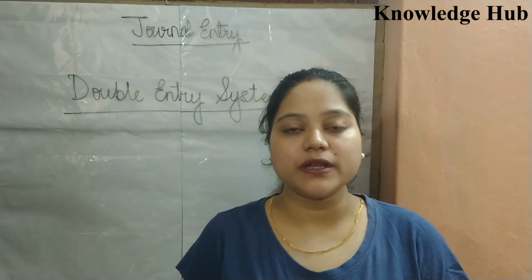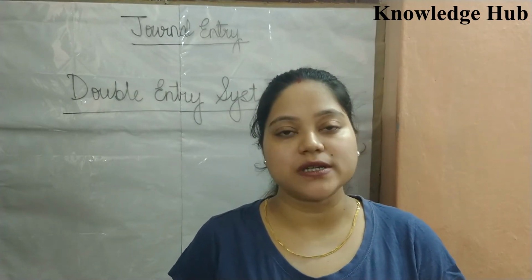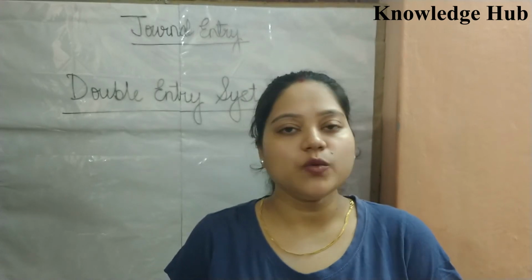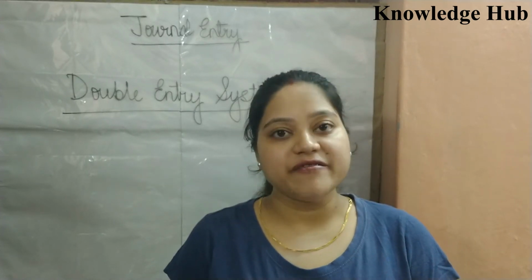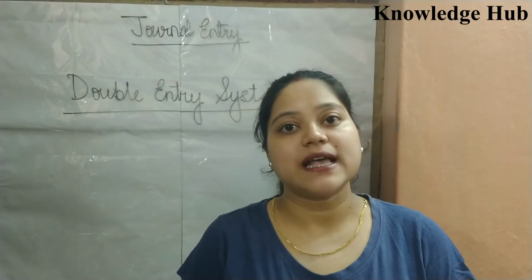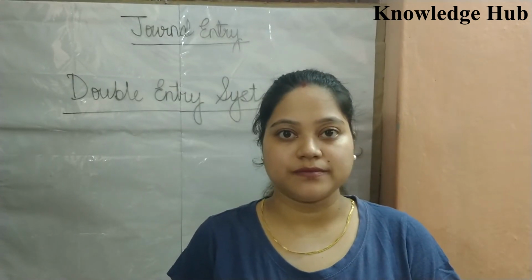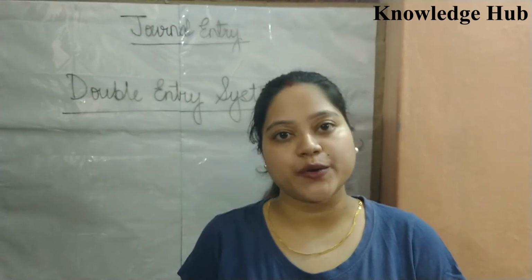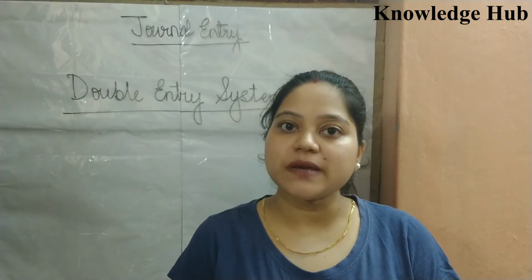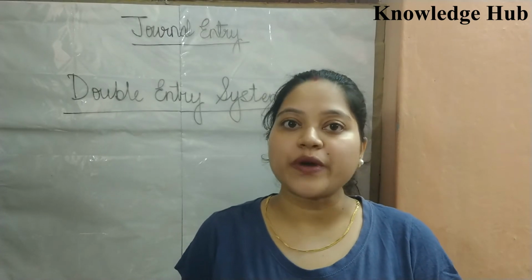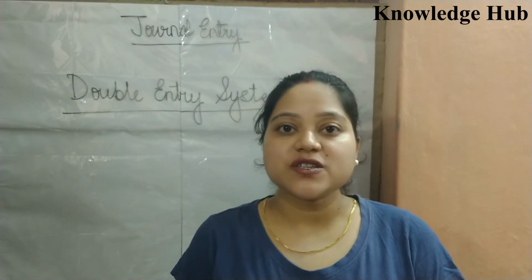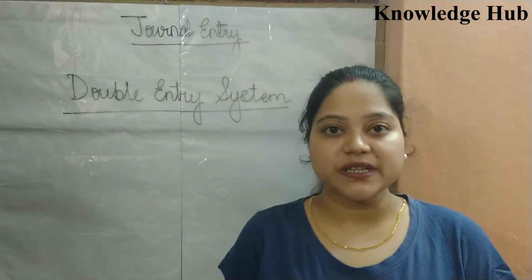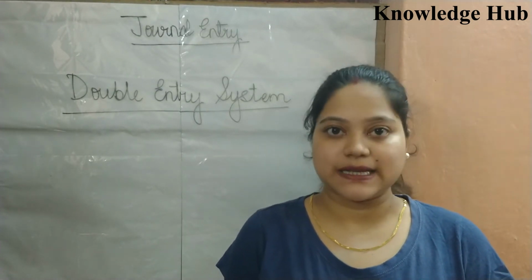Now, before I begin with a journal entry, it is important to understand what is a double entry system. We all know what is a transaction. Every transaction affects at least 2 accounts. Whenever something will be debited, an equal amount is credited. There is no debit without credit and there is no credit without debit. Now, let us try to understand this double entry system with the help of an example.